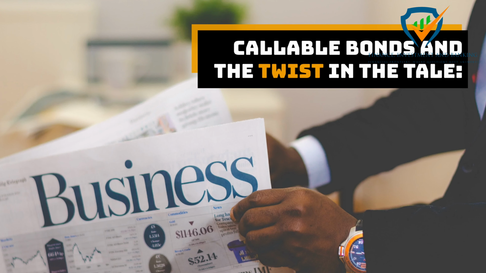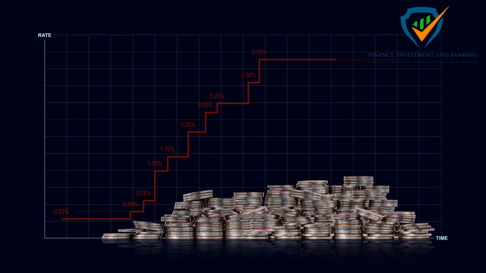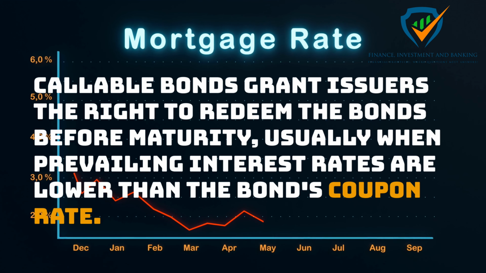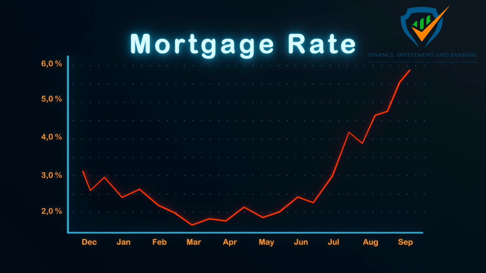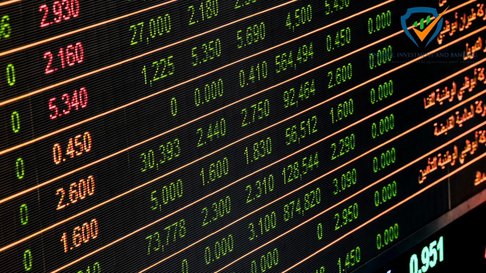Callable bonds and the twist in the tail. The impact of interest rate changes on bond prices takes an intriguing twist when considering callable bonds. Callable bonds grant issuers the right to redeem the bonds before maturity, usually when prevailing interest rates are lower than the bond's coupon rate. In a declining interest rate environment, issuers may choose to call existing bonds and reissue new bonds at lower coupon rates, creating a potential headache for investors.